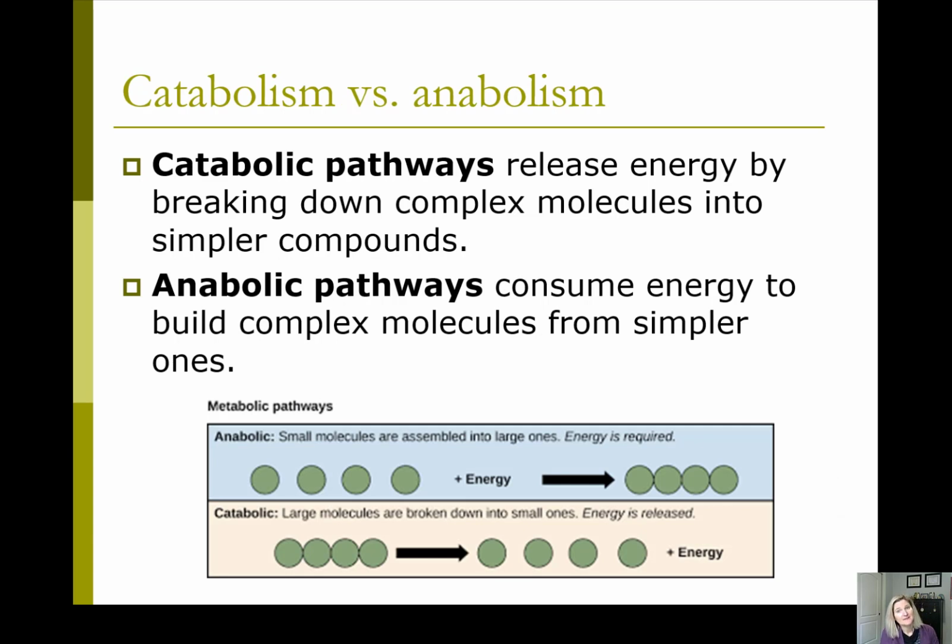Okay, so more terminology. We're going to get into the terms catabolism versus anabolism. In a catabolic pathway, we're breaking down complex molecules, and in doing so, that's going to release energy. So catabolic is the releasing of energy, breaking down molecules into simpler compounds. Anabolic would be the opposite. It's going to require energy in order to build complex molecules from simpler ones.